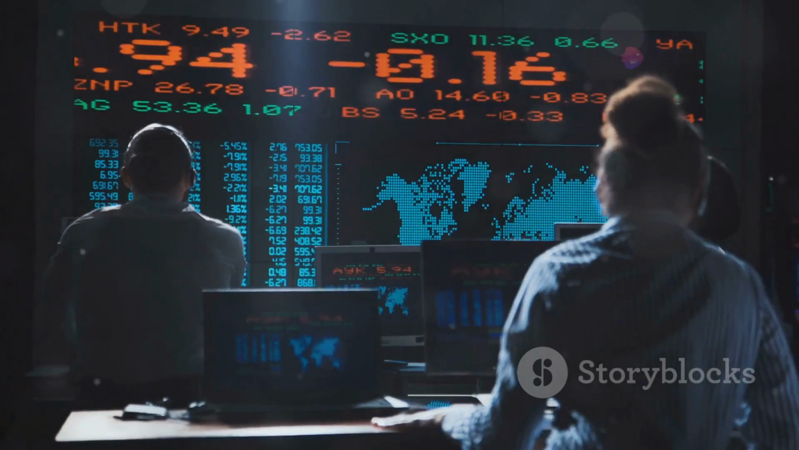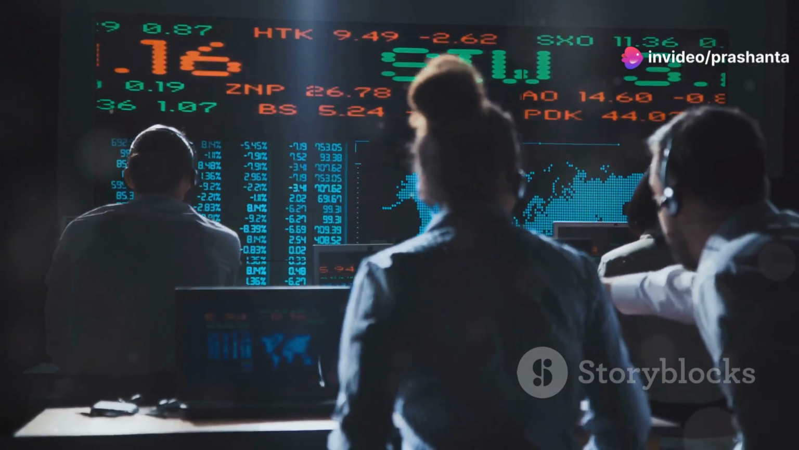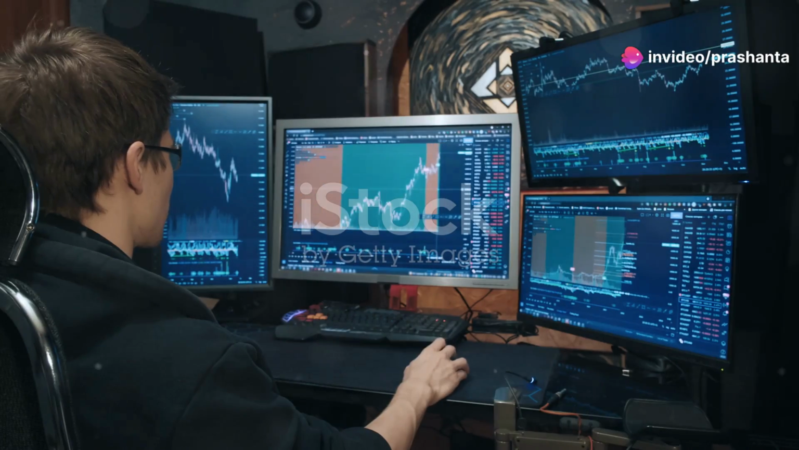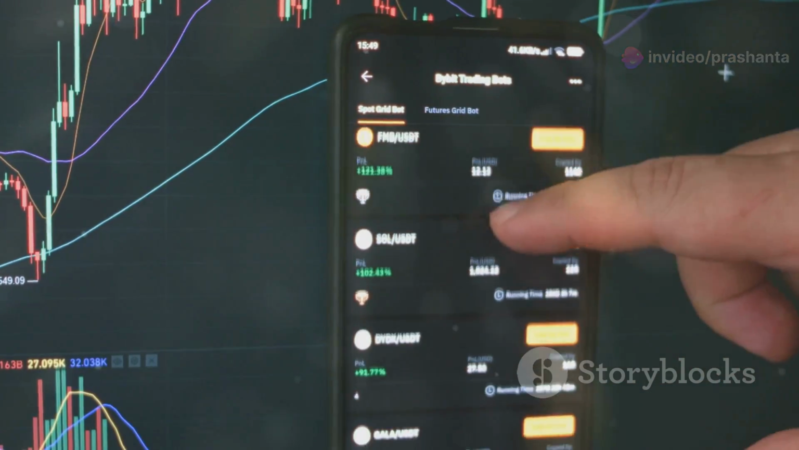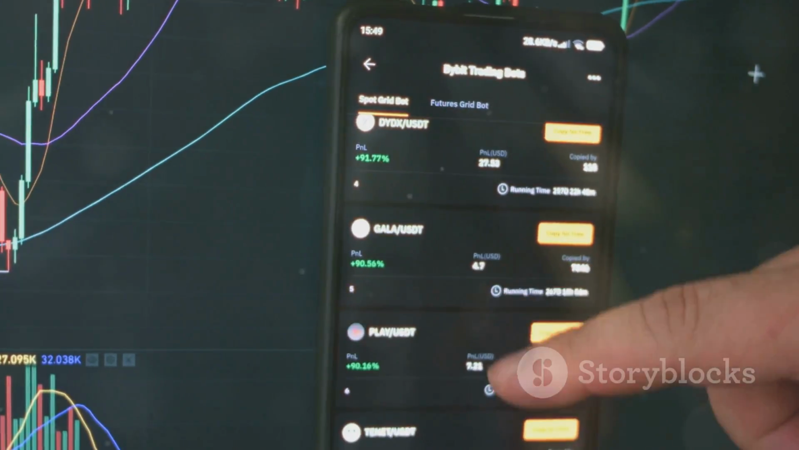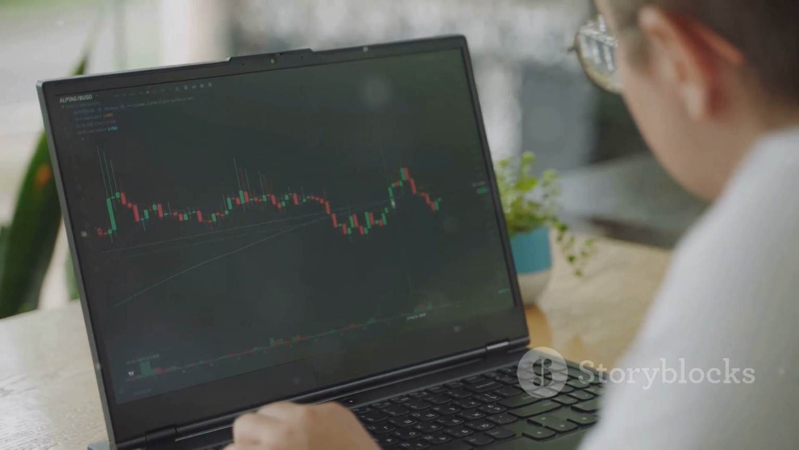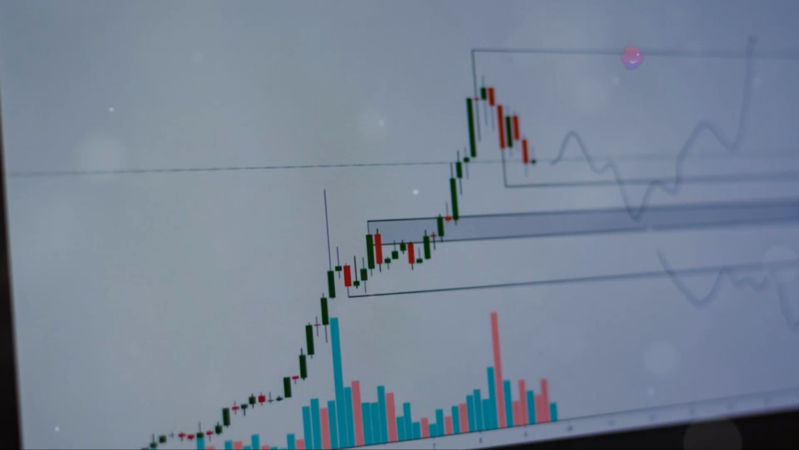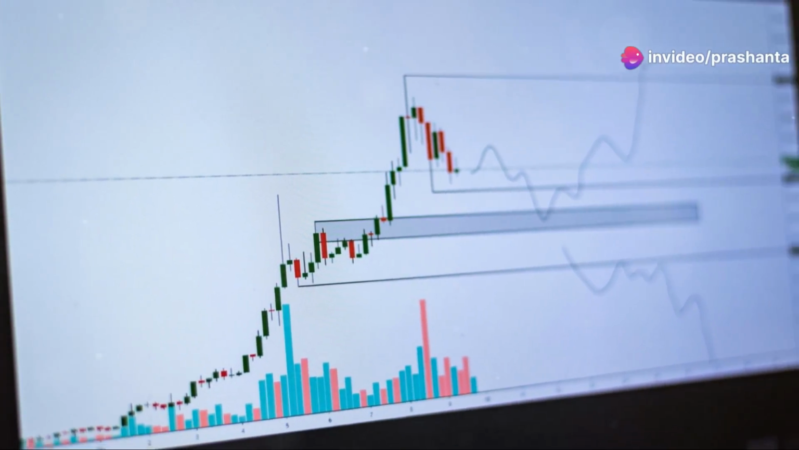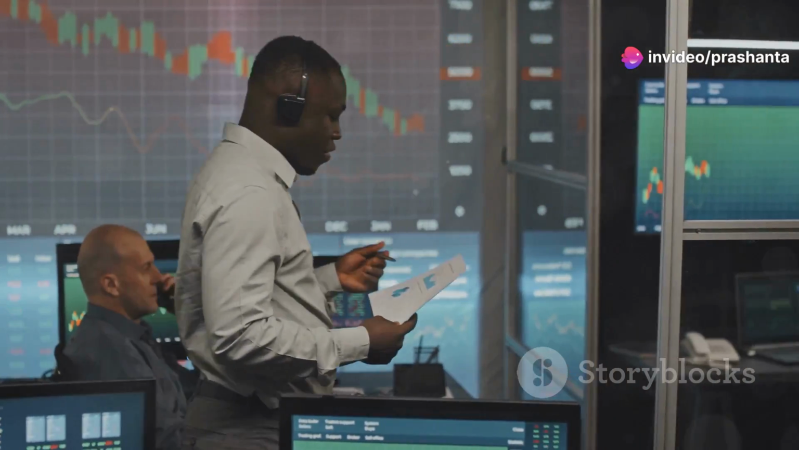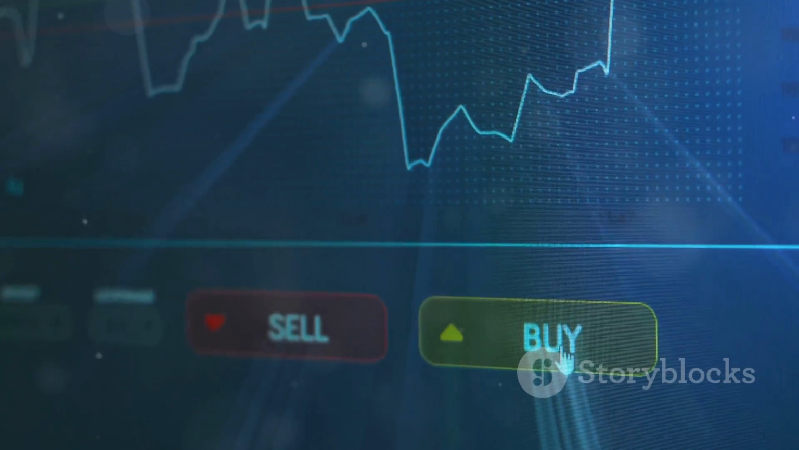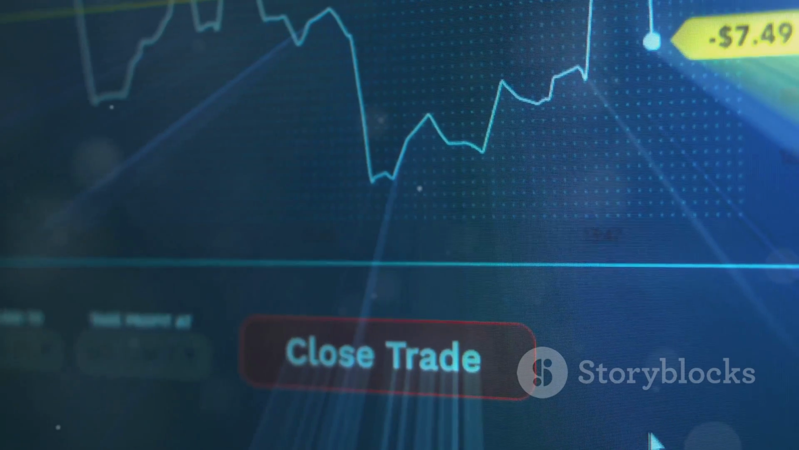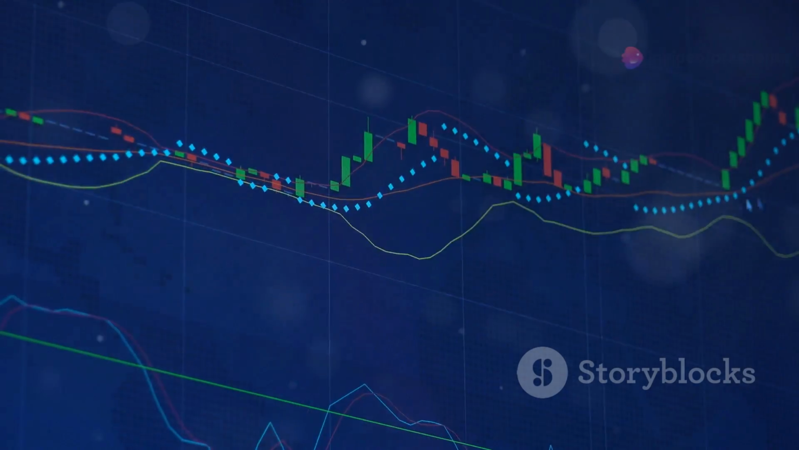Now let's dive into the exciting world of technical and fundamental analysis and how you can use them to make smarter options trading decisions. Think of technical analysis like reading the language of the charts. It's all about identifying patterns and trends in historical price data to try and predict future price movements. There are tons of technical indicators out there like moving averages, RSI, MACD, and Bollinger Bands, just to name a few.